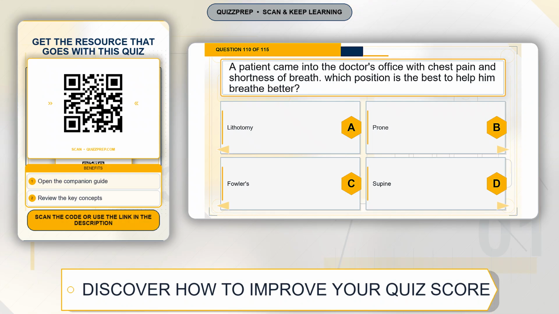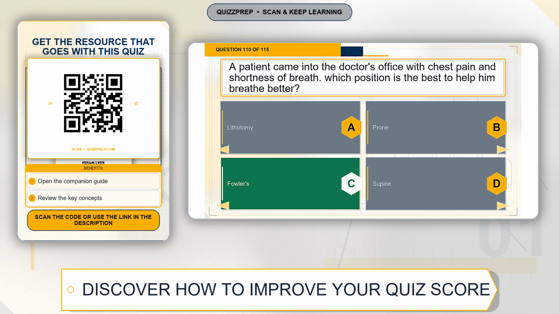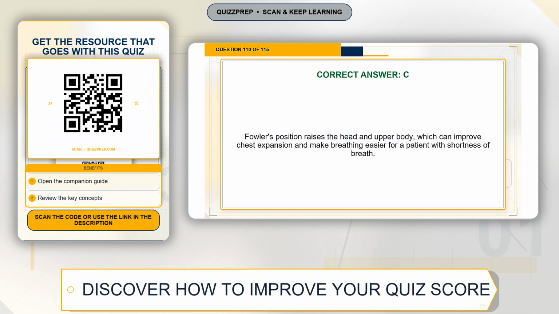Question 110. A patient came into the doctor's office with chest pain and shortness of breath. Which position is the best to help him breathe better? Option A, lithotomy. Option B, prone. Option C, Fowler's. Option D, supine. The correct answer is option C, Fowler's. Explanation. Fowler's position raises the head and upper body, which can improve chest expansion and make breathing easier for a patient with shortness of breath.